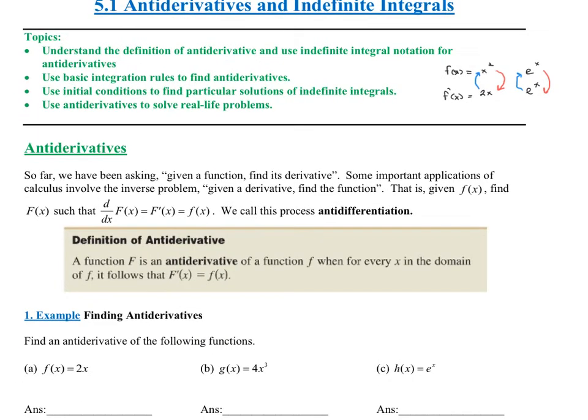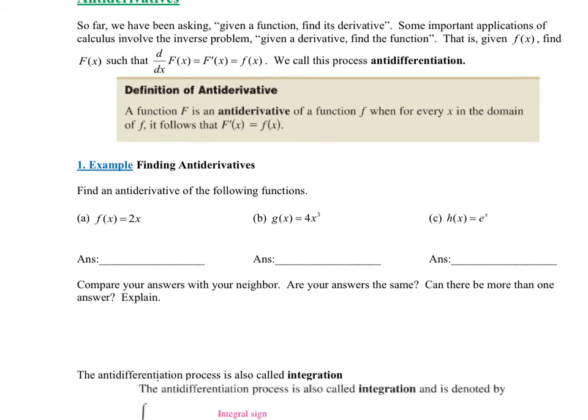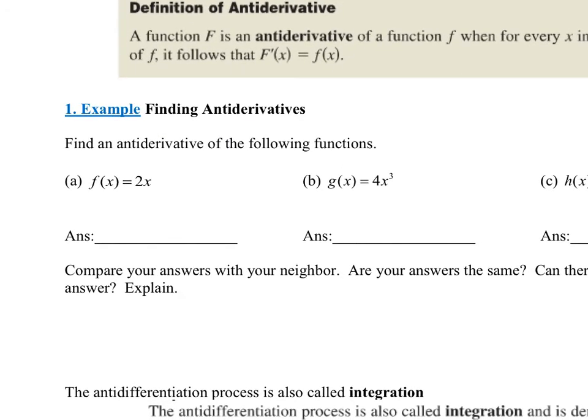So let's look at the example right here. This is one of the examples that we just talked about. It says find an antiderivative of the following functions. f of x equals 2x. In other words, what function could I take the derivative of and get 2x? Well, we noticed that the answer was already x squared. But I want to challenge you to think, is there anything else? Take a moment, pause this video and think, is there any other function that would work?